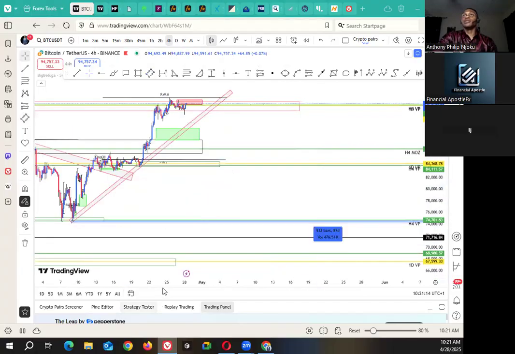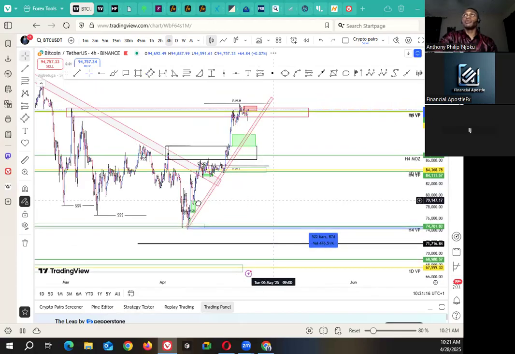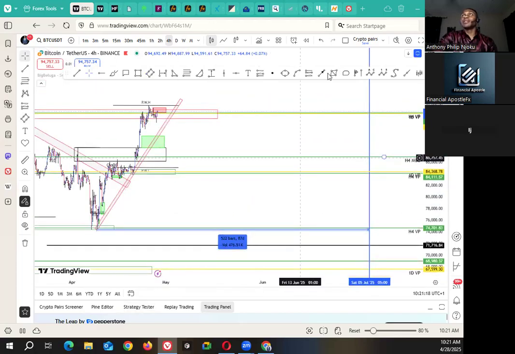So based on when the tariff pause was announced, we expect at least Bitcoin to get to its new all-time high before 5th July 2025.